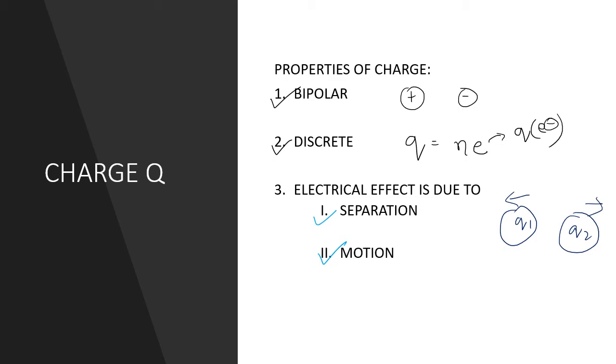So the amount of electrical energy required by each of these charged particles to prevent them from moving is called voltage. So voltage is the amount of energy required by each of these charged particles to stay in place, to prevent themselves from moving. That is called voltage.